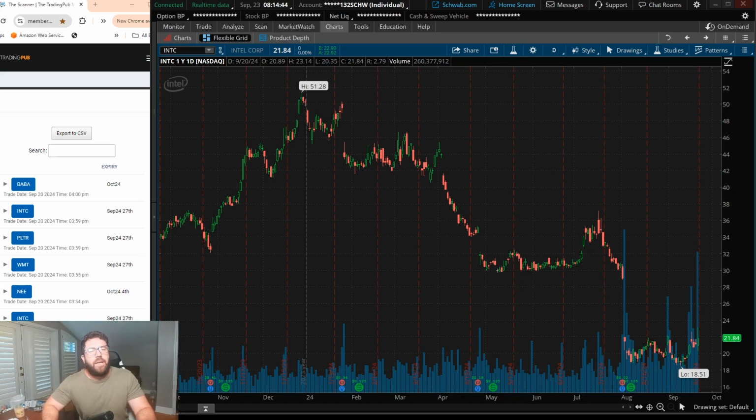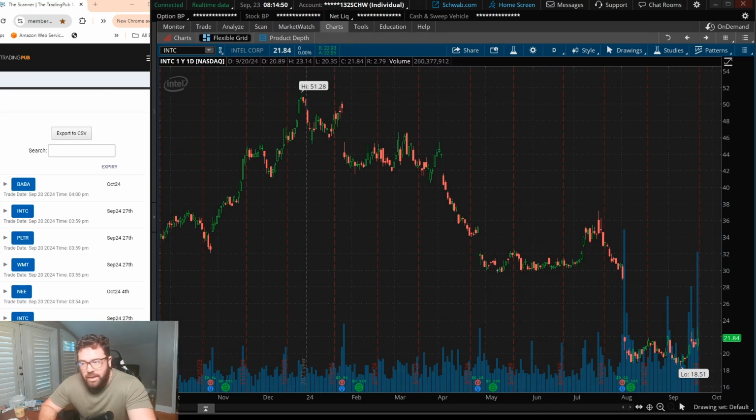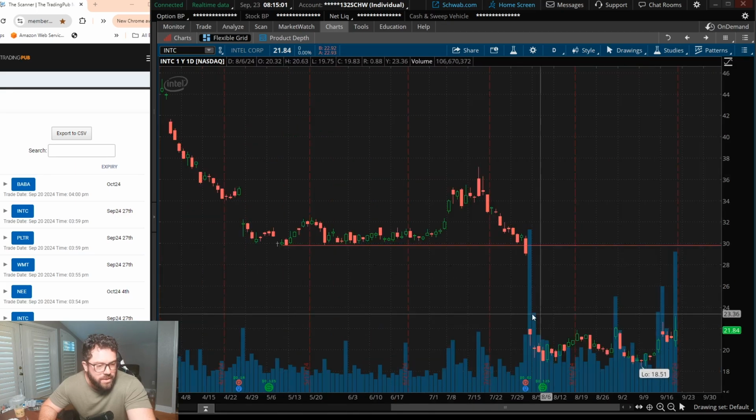Blank chart of Intel. How does it look? Absolutely horrible. Why? To the naked eye, you would be saying, well, we had a drop of support, this base right here. We'll do a little drawing here. We had a break of support on earnings. The stock is in a downtrend.